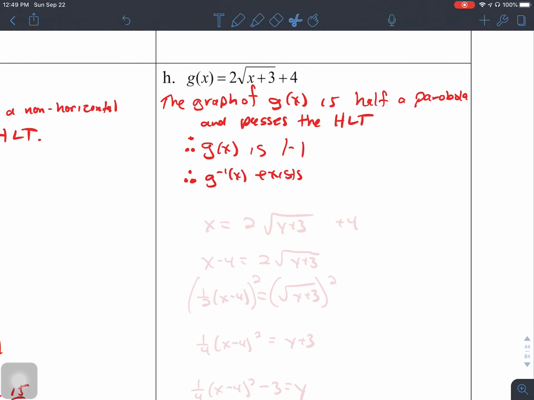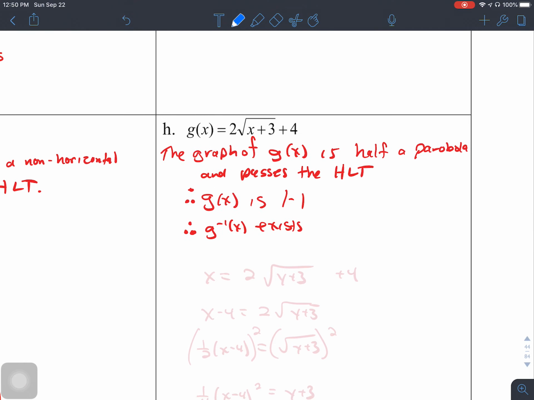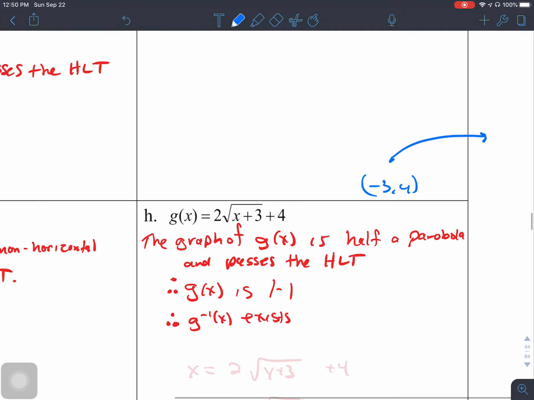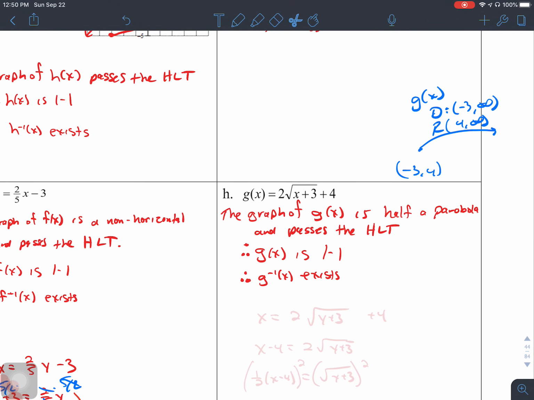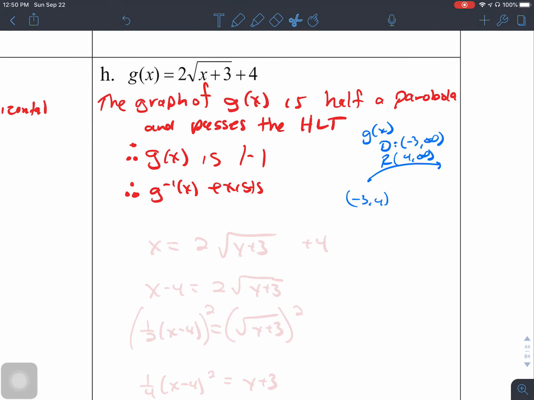I should mention something now. I'll mention it again at the end. You all should know what the vertex of this graph is. It's negative 3, 4, and it still opens up and to the right. The domain for this function is going to be from negative 3 to infinity. The range for this function starts at 4 and goes up forever, 4 to infinity. This is for g of x. Probably better if I write that down here. Now, why does that matter? You'll see in a moment why that matters.